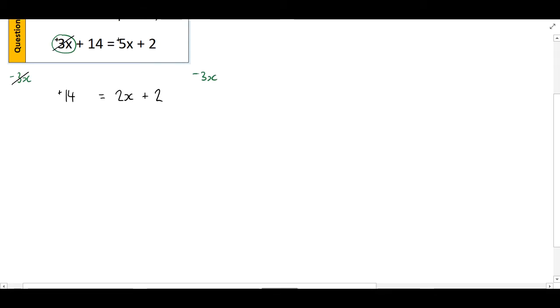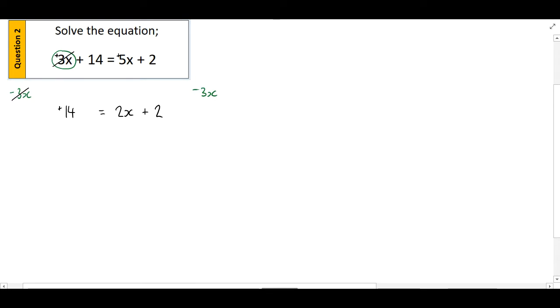As soon as you've done that, what you can then do is you're looking for this plus 2. You've got all the x's on one side, now you want to get all the numbers on the other side. So to do that, that positive 2, that plus 2, you want to take away 2 from this side of the equation. Therefore, you have to do it to this side of the equation as well.